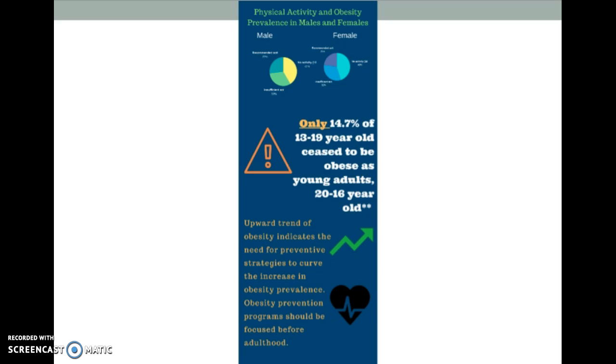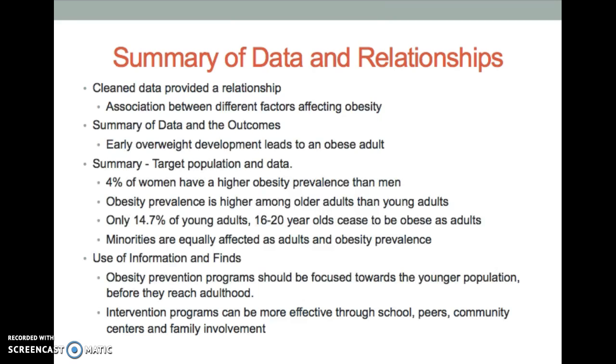to curb this growth. So in summary, I was able to find the data and relationships here that there is an association between young adult obesity and adult obesity that can be preventable. And as we saw, 14% of women have a higher obesity prevalence than men, and minorities are equally affected as adults within obesity prevalence. This information can be used to develop prevention programs that should focus towards a younger population before they reach adulthood.